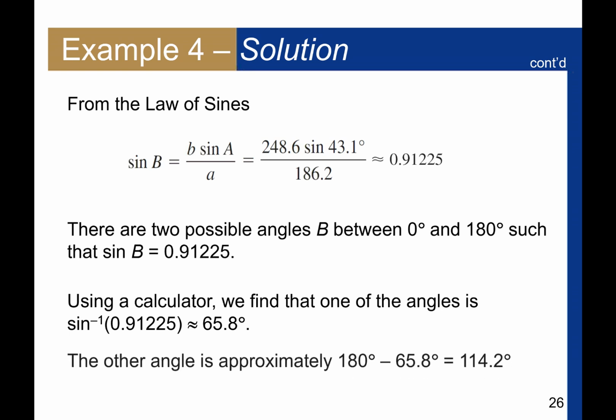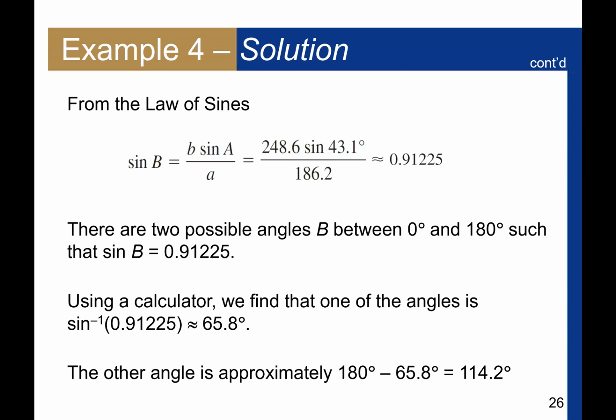But again, don't forget to try the supplementary angle. The calculator is going to give you the primary value. So now we have two possibilities for the measure of angle B, 65.8 and 114.2.